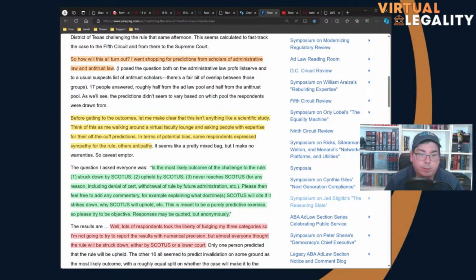"The question I asked everyone was, is the most likely outcome of the challenge to the rule struck down by the Supreme Court, upheld by the Supreme Court, or never reaches the Supreme Court for any reason, including the Supreme Court doesn't want it, withdrawn by a future administration, etc.? Please then feel free to add any commentary, for example, explaining what doctrine the Supreme Court would cite if it strikes it down, why it would uphold, etc. This is meant to be a purely predictive exercise, so please try to be objective. Responses may be quoted, but anonymously," right?